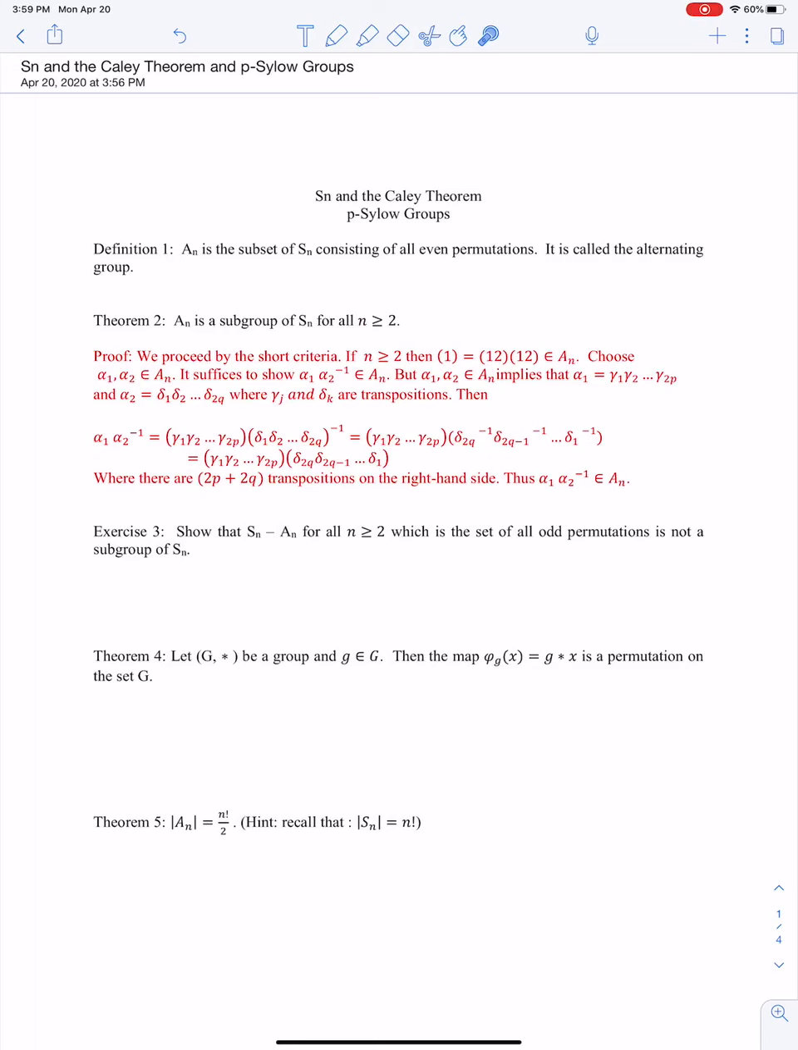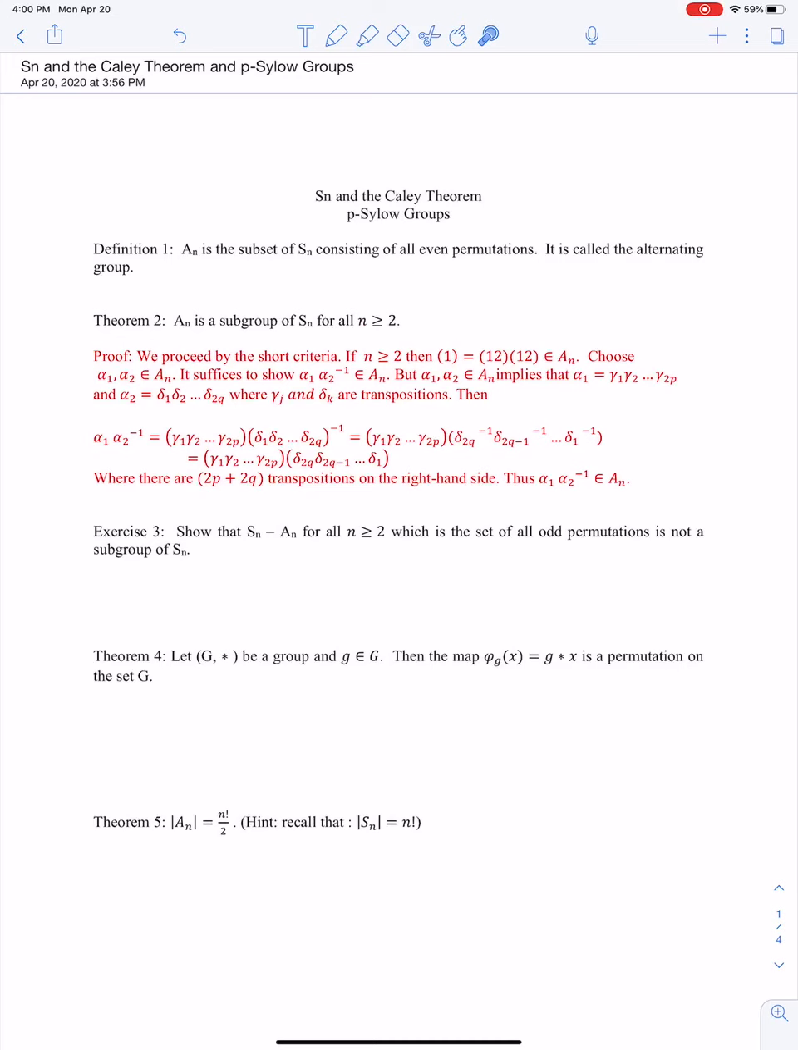And An is the set consisting of all even permutations. By the way, An also has another name. It's called the alternating group. Get it? An, alternating group. You probably should recall that in class, I proved that An was a subgroup of Sn for n greater than or equal to 2. By the way, when n is equal to 1, we don't have any even permutations. We just have one element, and that element is the identity, right?